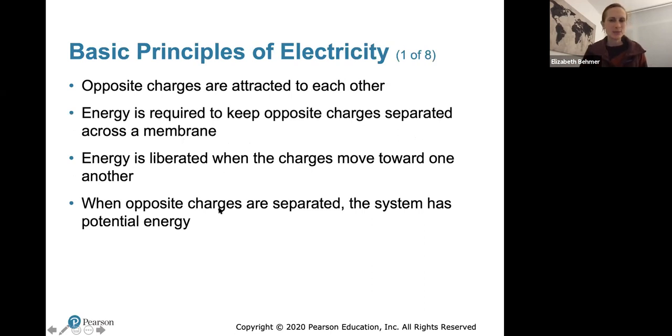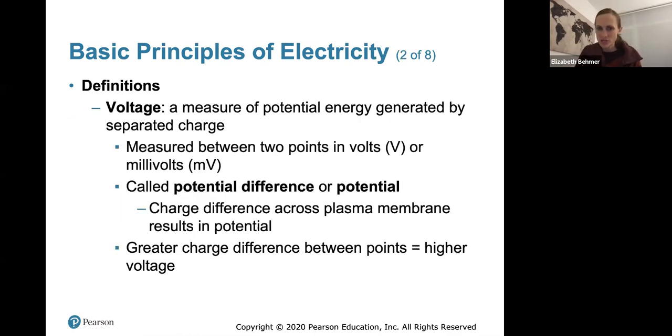Let's talk about some basic principles of electricity. First of all, opposite charges are attracted to each other. Energy is always required to keep opposite charges separate across the membrane of the axon of a neuron. Energy will be liberated or freed when the charges move toward one another. And when the opposite charges are separated, the system has potential energy.